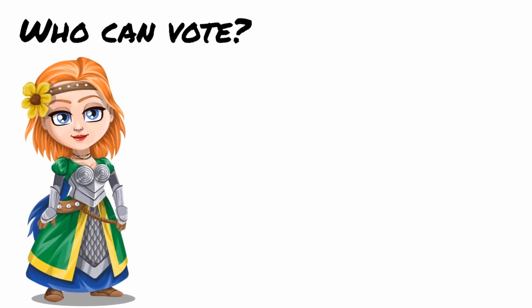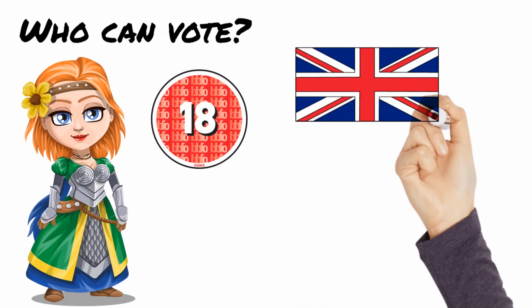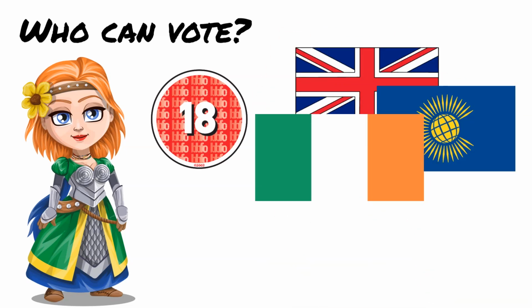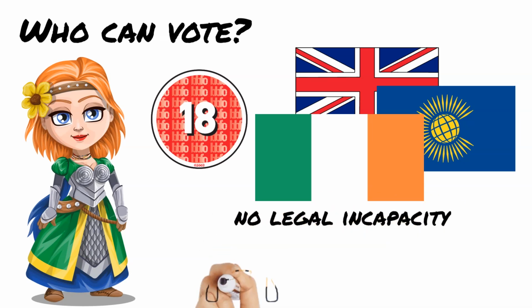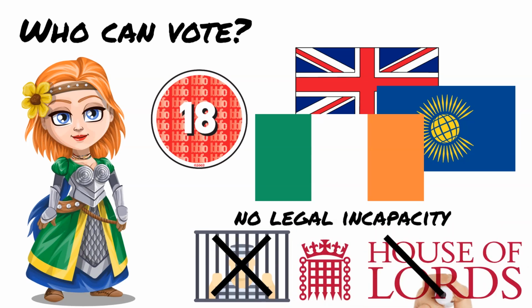To vote in the UK general election, you must be over 18 on the day of the election. You must be a British citizen, a qualifying Commonwealth citizen, or a citizen of the Republic of Ireland, and not be subject to a legal incapacity. The main two of these are a prisoner convicted of a crime. This doesn't actually apply to those awaiting trial, so if you're awaiting trial you can still vote, or a peer in the House of Lords.